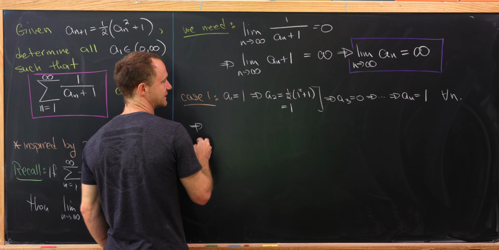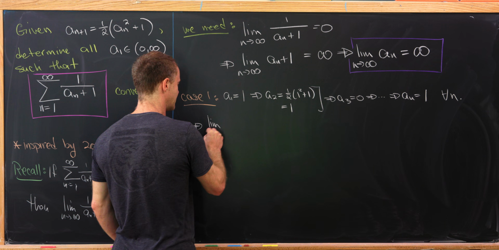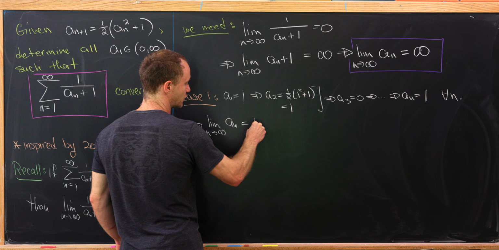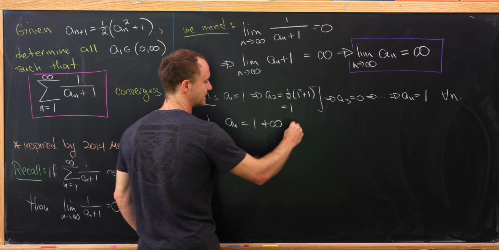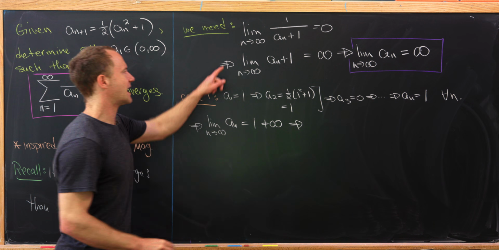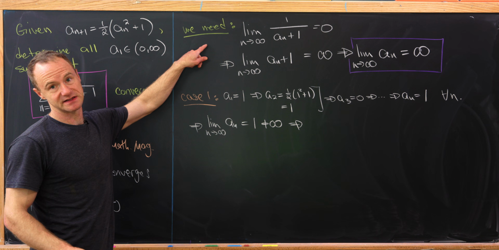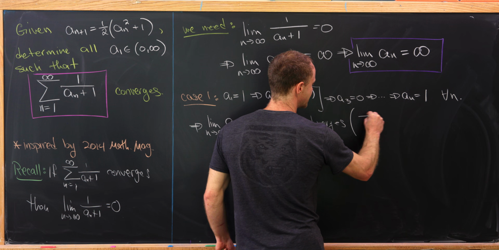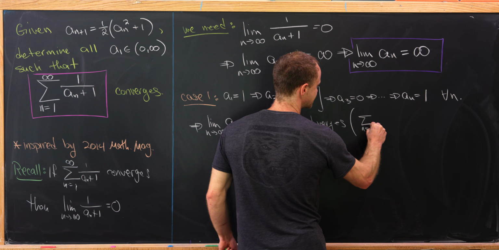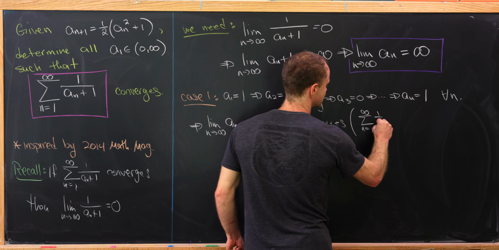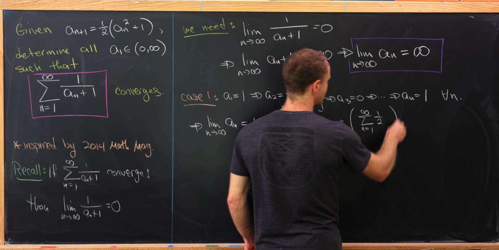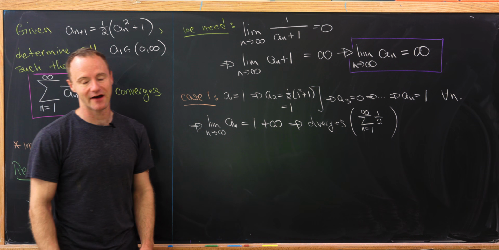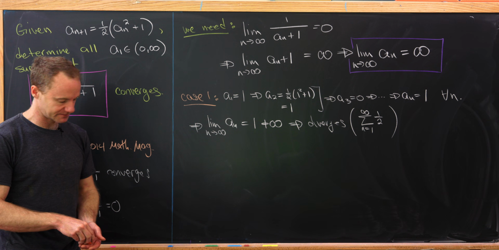But that means a couple of different things. That means that the limit as n goes to infinity of a_n is going to be equal to 1, which is not equal to infinity, which by our observation up here means that our series diverges. But then also we could just immediately see that our series in this case is the sum as n goes from 1 to infinity of 1/2, which we can also see obviously diverges because we're just adding a half to itself infinitely many times.